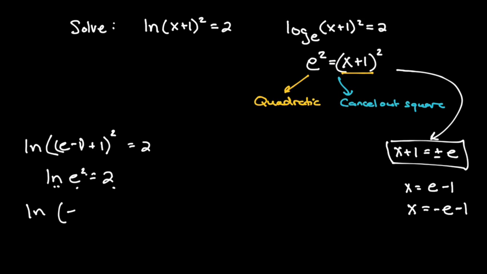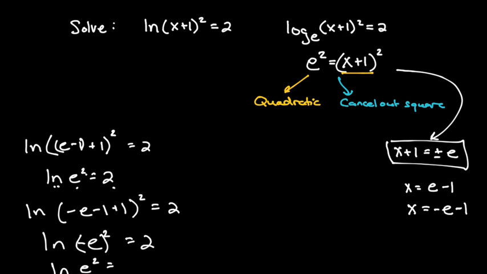So it'd be negative e minus 1 plus 1, and that's squared equals 2. So this would be natural log of negative e squared, right? And indeed, this has become natural log of e squared again equals 2. And that is indeed true also. So this checks. I like that. It's probably the simplest way to go about this question.